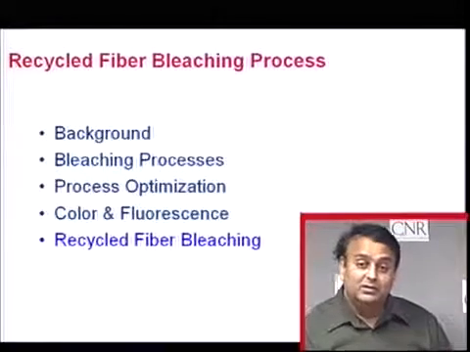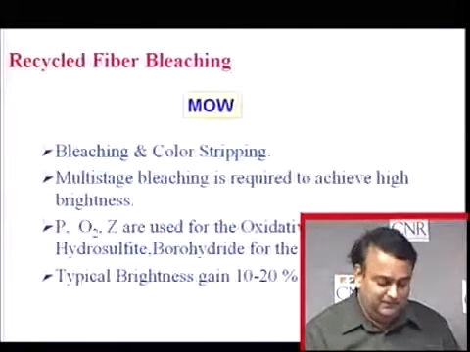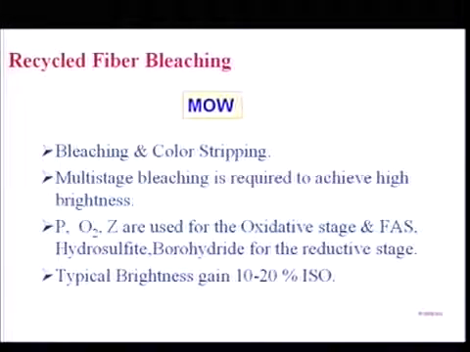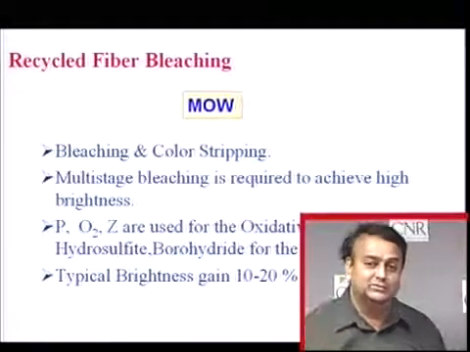The last thing is guidelines for recycled fiber bleaching. Let's say you want to bleach mixed office waste. We need to do decolorization and some amount of brightening. So, we need bleaching and color stripping processes. Multi-stage bleaching is typically required to achieve higher brightnesses. Pulper brightness is 60-66, as low as 55 with more color. At the end of the process, you want to get a copy paper like 85 brightness or 90 brightness.